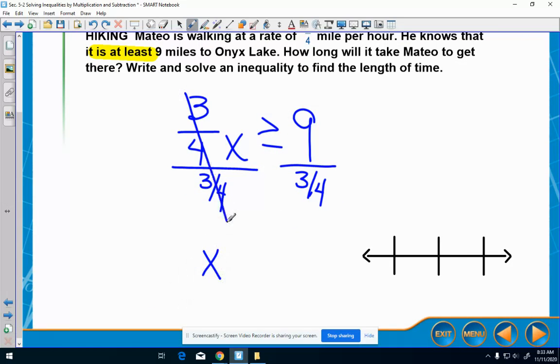So if those cancel and I get left with an x, and 9 divided by 3/4 gives me a result of 12, do I keep that symbol as it is or should I flip it around? I keep it. How come? Okay. If I don't multiply or divide by a negative number, then I don't change that sign. So if I was going to graph that over there on the right, obviously I would go with an 11, a 12, and a 13. Should I have an open circle or a closed circle? And should it point to the right for things that are bigger, or should it point to the left for things that are smaller? Lexus, what do you think?